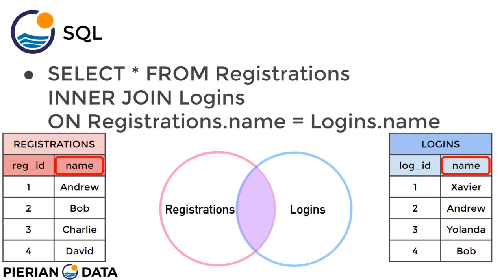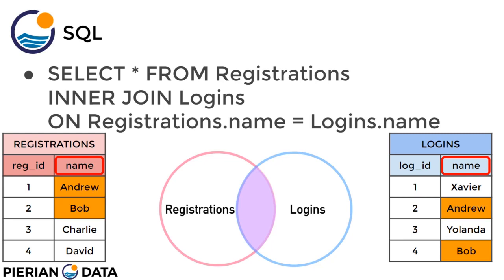We'll say on registrations.name, so it's the table name dot the column name, is equal to the table name dot column name, so logins.name. And keep in mind, you could swap any of these orders around because it's an inner join, it's symmetrical. It doesn't really matter if we're saying select from registrations inner join on logins, or select from logins inner join on registrations. And you can also swap around that on equals sign to be something like on logins.name equals registrations.name. Okay, so here we're just generally showing the syntax, and we're looking at that name column.